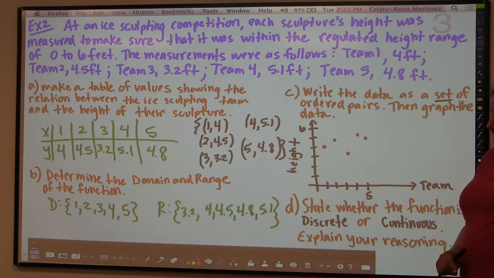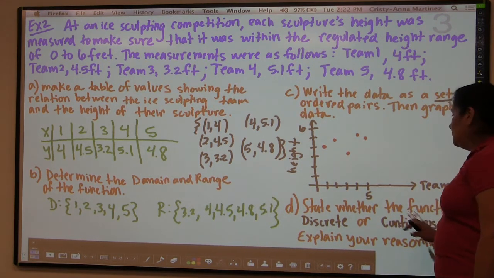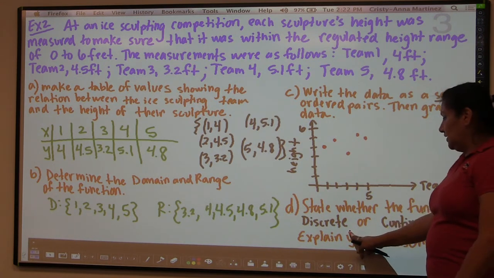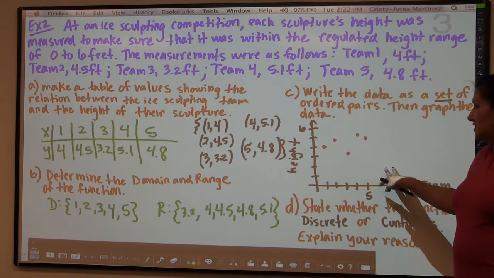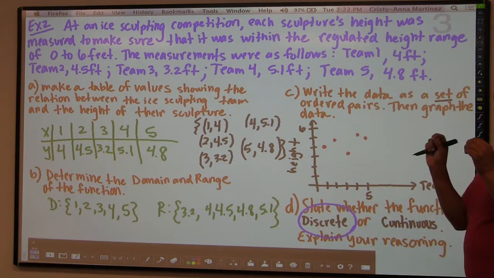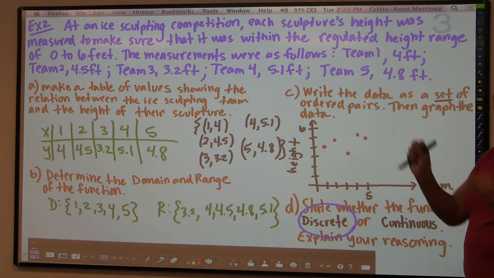The last part of the question is the new part. It says state whether the function is discrete or continuous and explain your reasoning. Well, you kind of have to know what discrete is if you want to answer that question. A discrete function is basically what we have here. This is discrete. Discrete means that the points are not connected. They're just random points, okay?